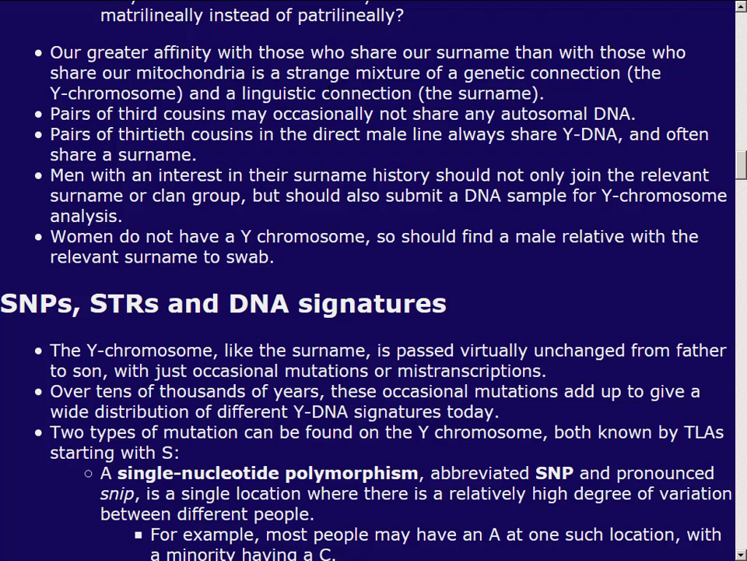And if you're a female, twist your brother's arm, your father's arm, your nephew's arm, your cousin's arm. Or if you're a female and you're interested in your husband's Y DNA, twist your husband or your son's arm. Your son will not have the Y DNA associated with your surname. He will have the Y DNA associated with his father's surname.